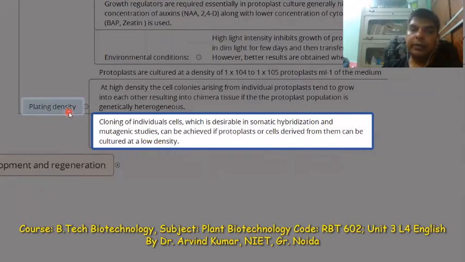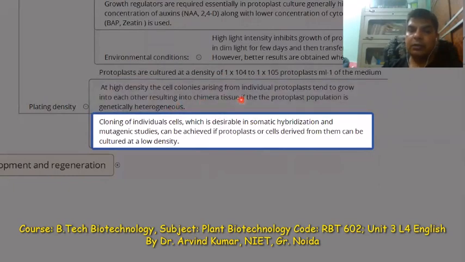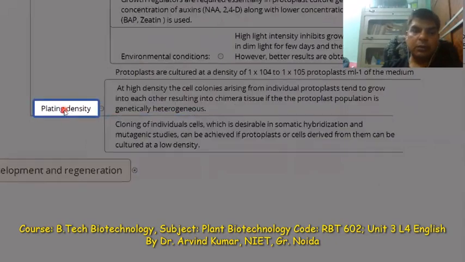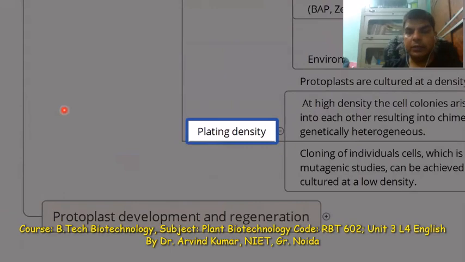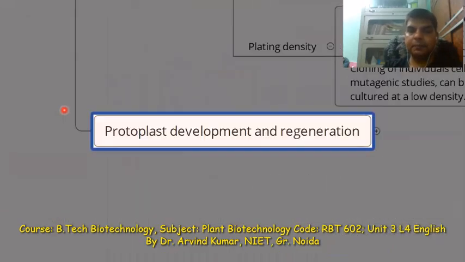So regarding the plating density, we know the ideal density. We know what will happen if the density is high: it will result in pseudo combinations, or hybrids, or chimera formation. Then what if the density is low? We know the benefits and the drawbacks of having the lower plating density. So remember this point also regarding protoplast culturing.